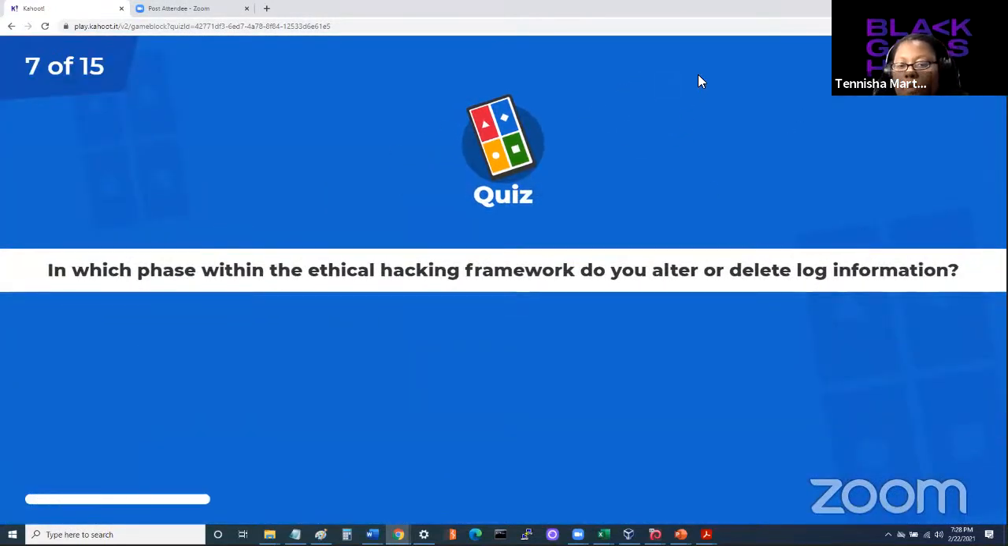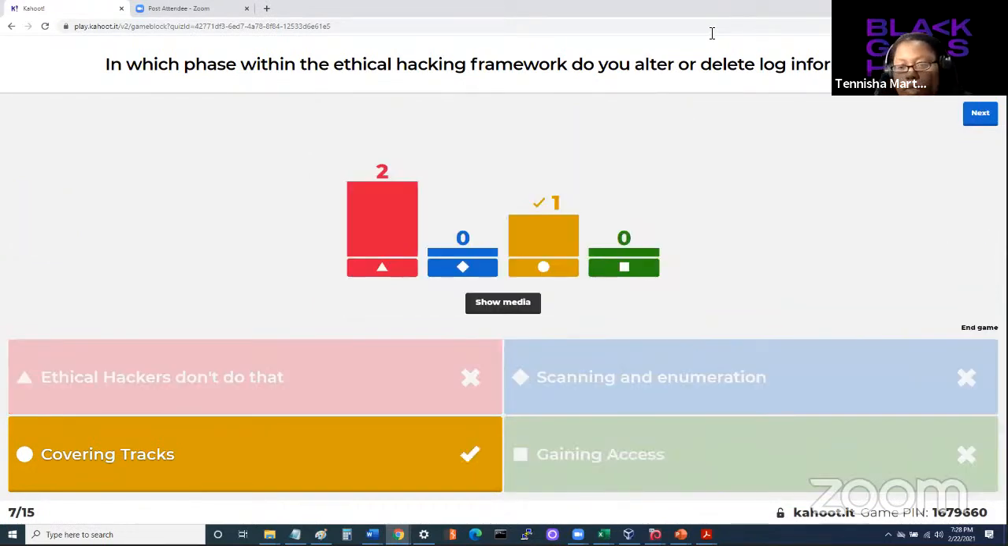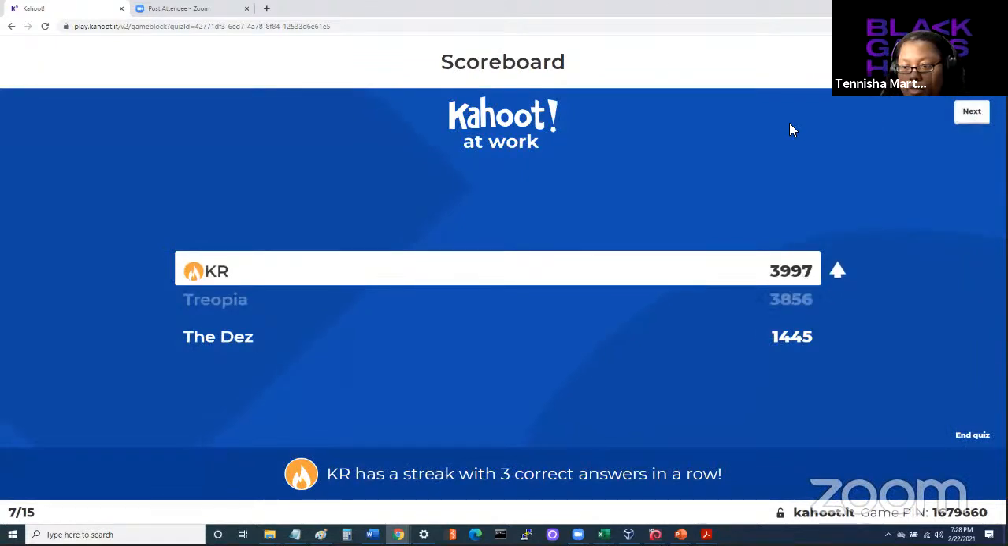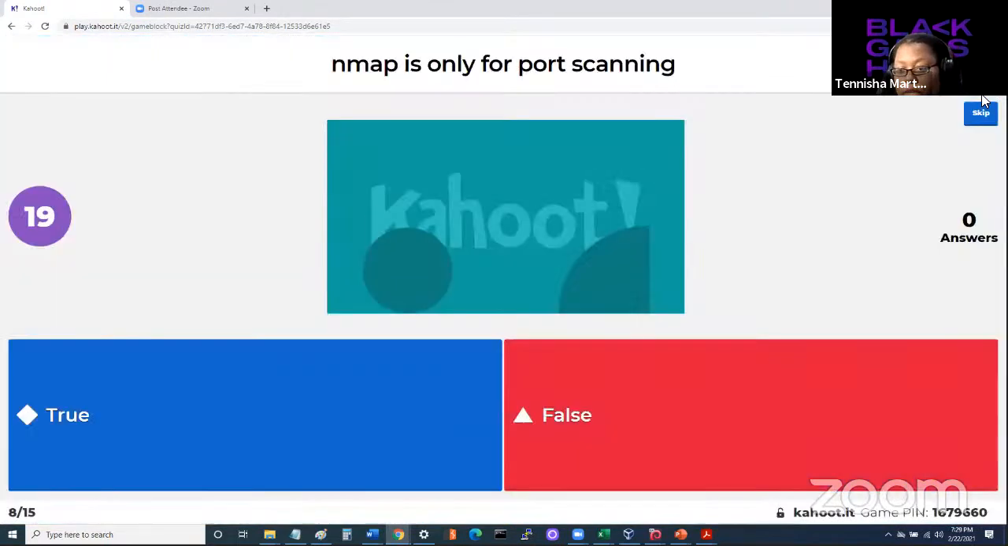Number 7, in which phase of the ethical hacking framework do you alter or delete log information? Yep, we do it when you're covering tracks. Even ethical hackers, red teamers, cover your tracks so that you do not leave any evidence that you were there. KR is on top, followed by T and then DES. Nmap is only for port scanning.